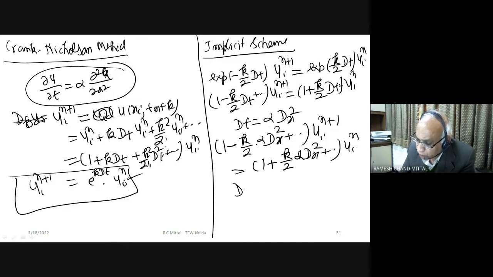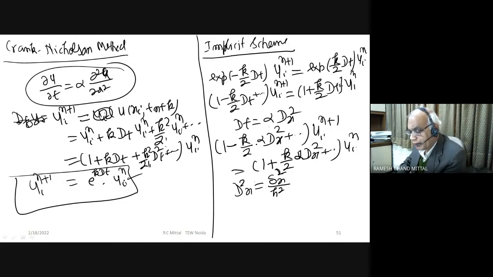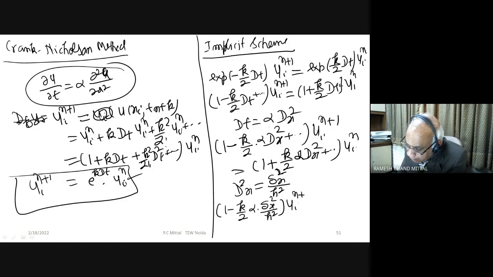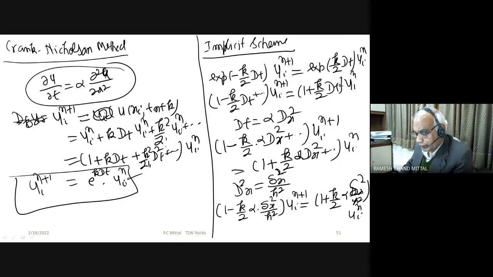Now I replace d2/dx2 by delta x squared upon h squared. This is my finite difference approximation, because the double derivative can be replaced by the central difference delta squared upon h squared. So my scheme becomes now 1 minus k by 2 alpha delta x squared upon h squared on u_i^{n+1} is equal to 1 plus k by 2 alpha delta x squared upon h squared on u_i^n. Is there any problem, please, because I have done everything now. I hope everybody understands this.